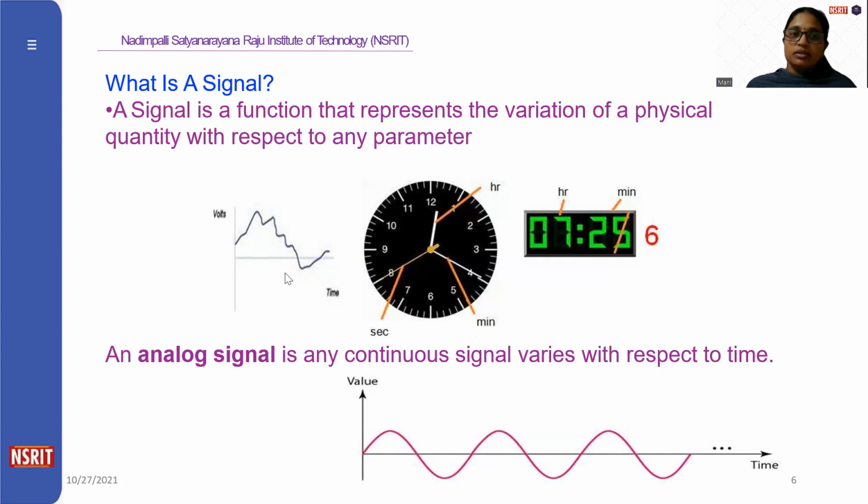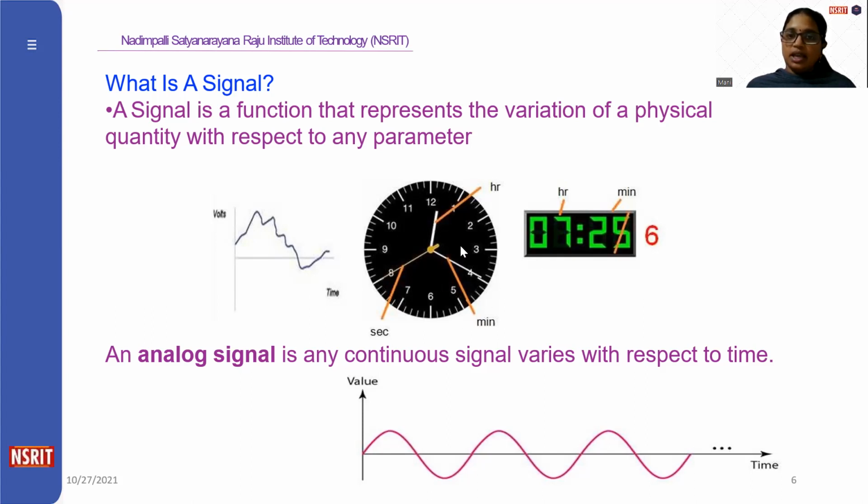Here, let us consider the signal. The voltage is varying with respect to time. So this is a signal. The voltage is a signal that is varying with respect to time. At this instant it has some magnitude, at this instant it has some magnitude, and at this instant it has some magnitude. So the varying parameter is voltage. The voltage is varying with respect to time, that is, when time changes, the voltage also changes. So this is an example of a signal.